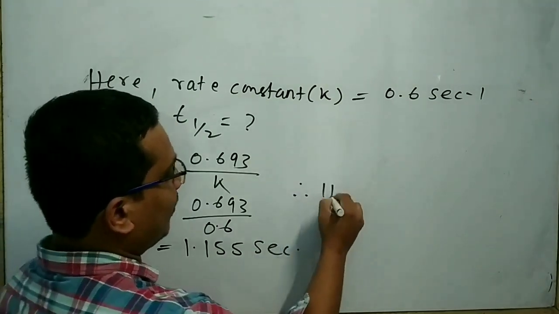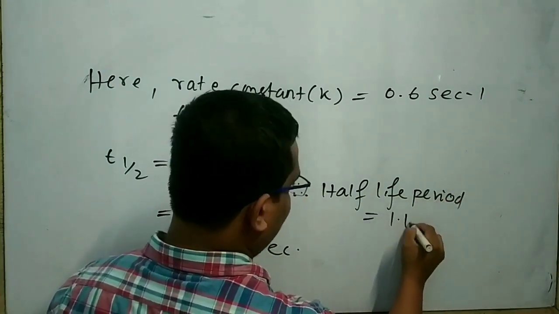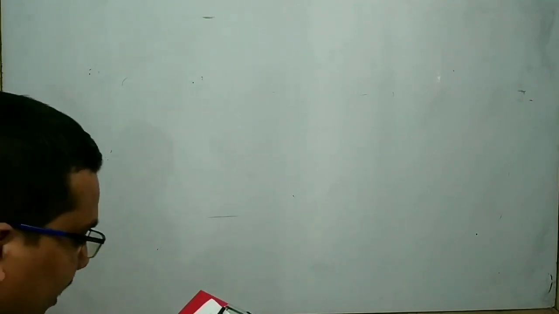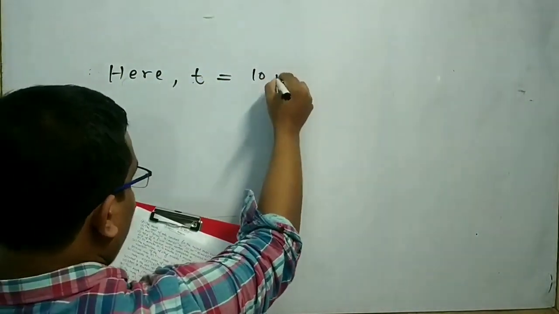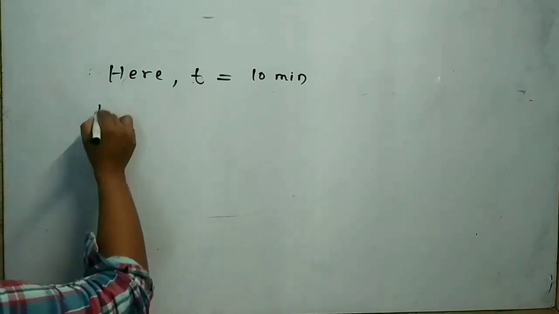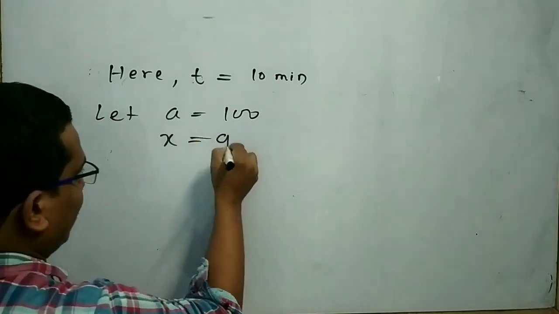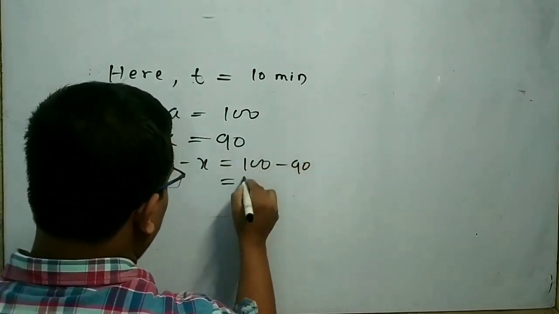Therefore we can write half life period equal to 1.155 second. The second question is: calculate the rate constant of a first order reaction which is 90% complete in 10 minutes. Here T is given, that is 10 minutes. Here 90% completion is given, that means let A is equal to 100, then according to the question x is 90, then A minus x is equal to 100 minus 90, that is 10.